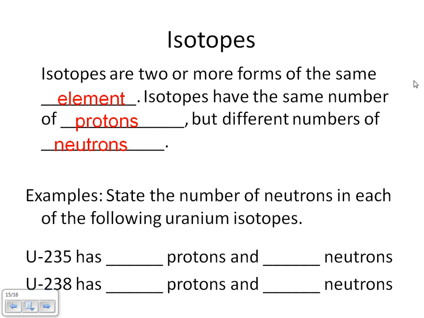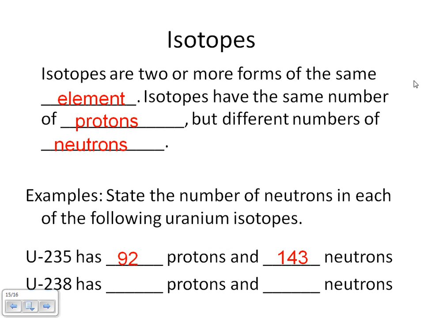So U-235, U is the symbol, so I know it's uranium. The 235, that's your mass number. So that's how we write isotopes down. So in this case, if it's 235, it has 92 protons. I got that straight from the periodic table. And now to find the number of neutrons, I do 235 minus 92. That gives me 143 neutrons.